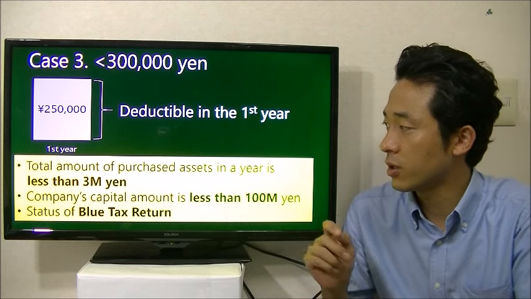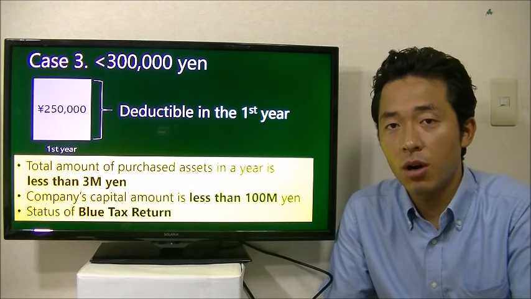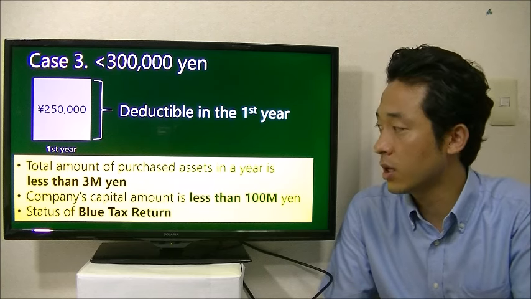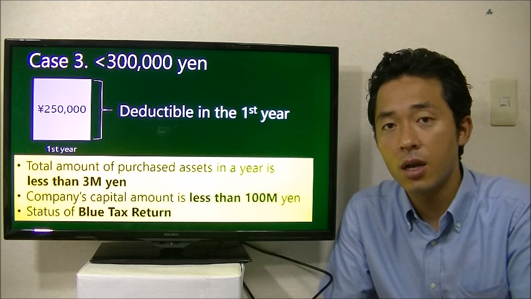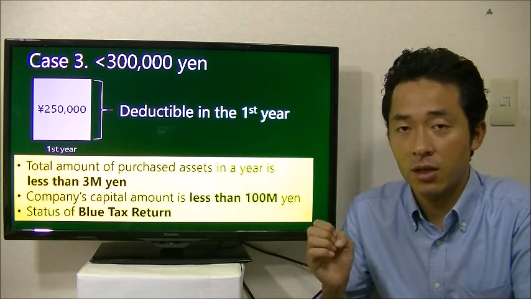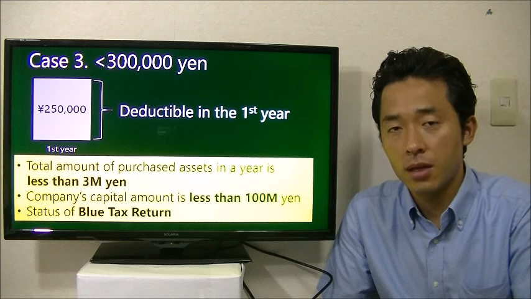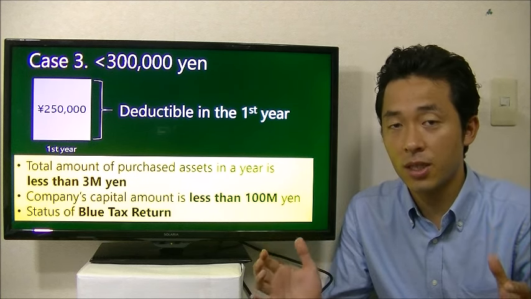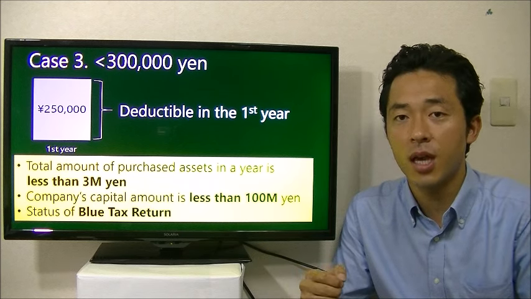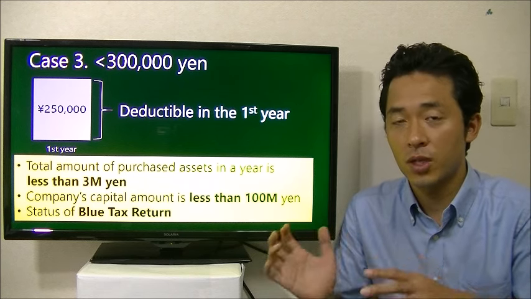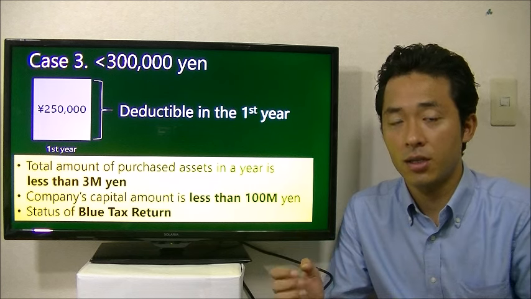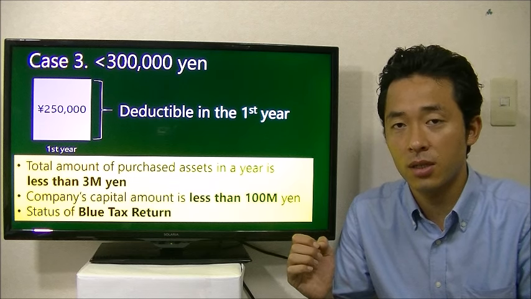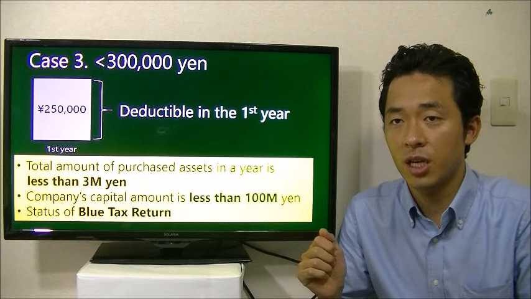The first condition is that the total amount of fixed assets purchased in a year must be less than 3 million Japanese yen. So even if each asset acquisition cost is less than 300,000 Japanese yen, if the total amount of assets you purchased in a year exceeds 3 million Japanese yen, you can't treat all of these acquisition costs as expense. You can treat the acquisition cost as expense up to 3 million Japanese yen.